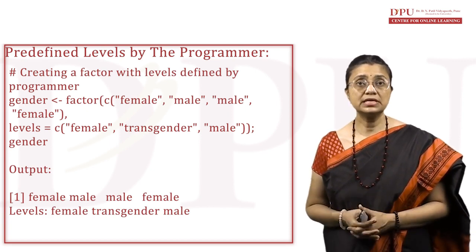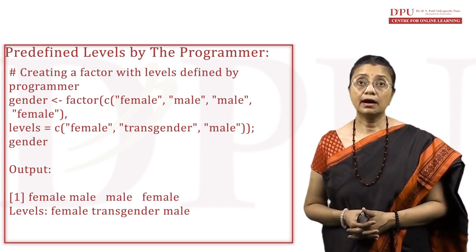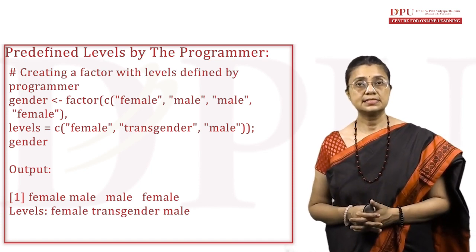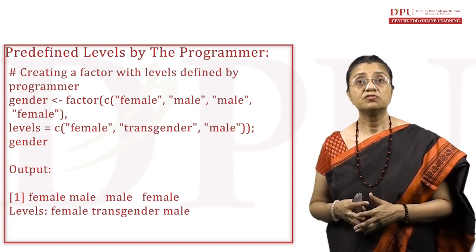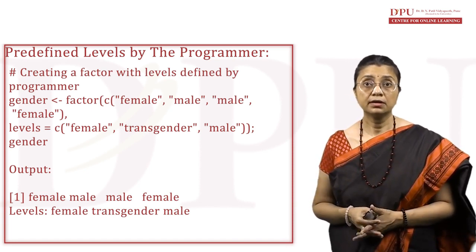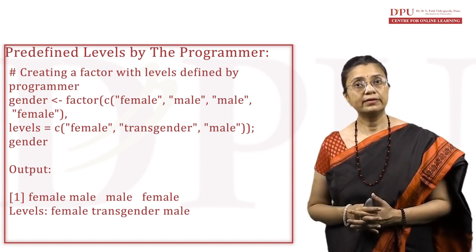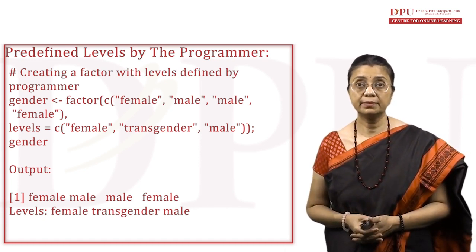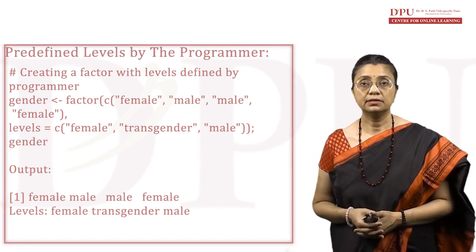As you can see in the output, our vector is female, male, male, and female, which we have created, but the levels are female, transgender, and male. So that is how we are creating a particular level in a vector.